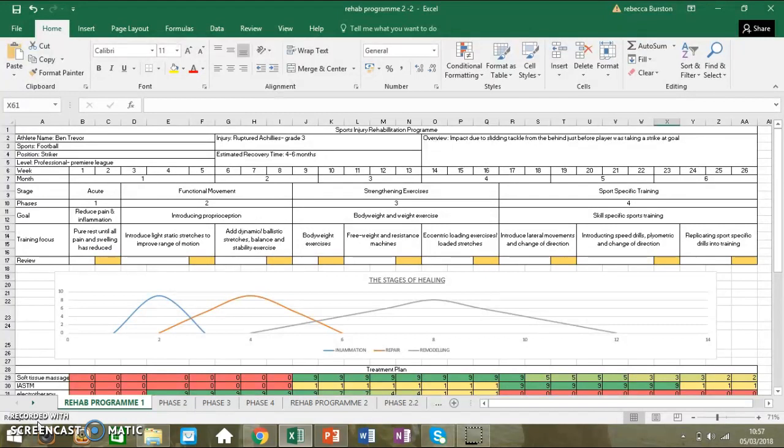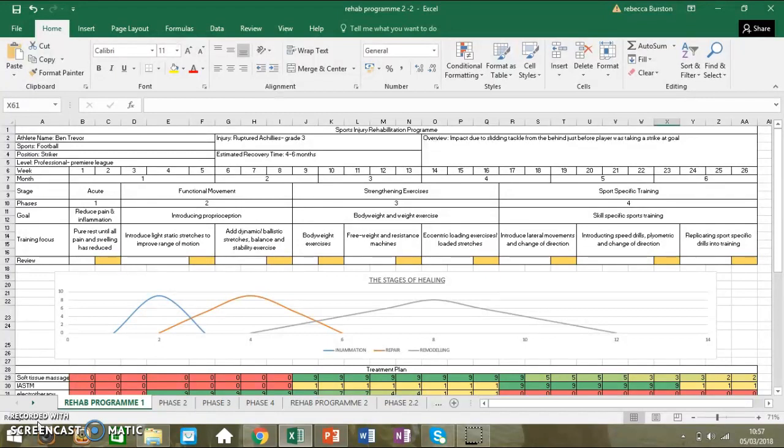And then phase 2's goal is to introduce proprioception, and this phase is the functional movement phase. This phase is important because the athlete needs to increase his range of motion. So light static structures are introduced as well as dynamic and ballistic, and these are for balance and stability.